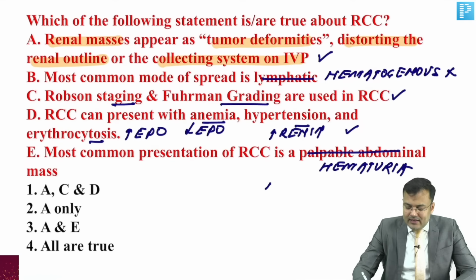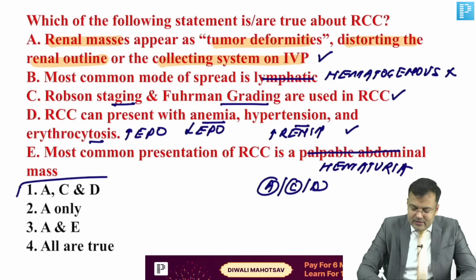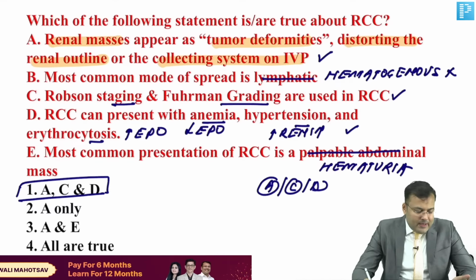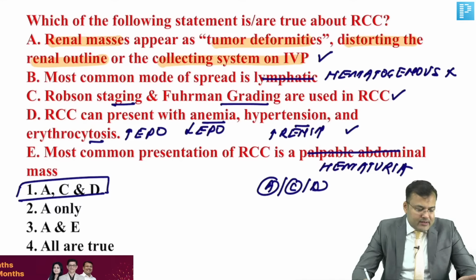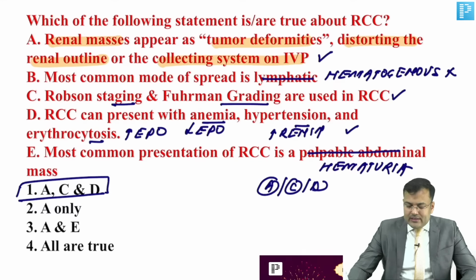So, what is correct, guys? A is correct, C is correct, D is correct. Correct answer is option 1, A, C, D. ACD, clear? So, it is ACD. Okay. Let us discuss the questions quickly.